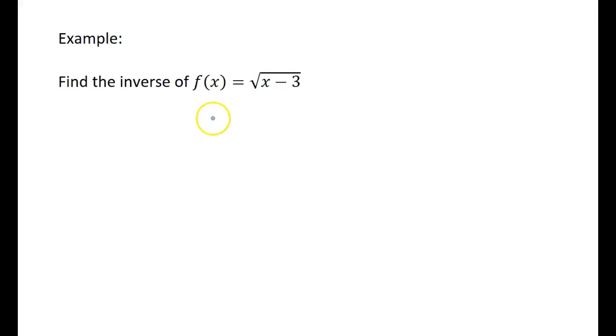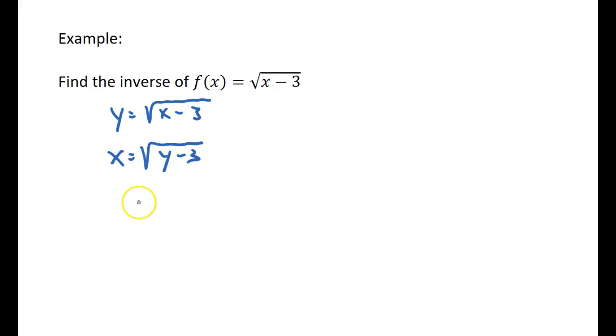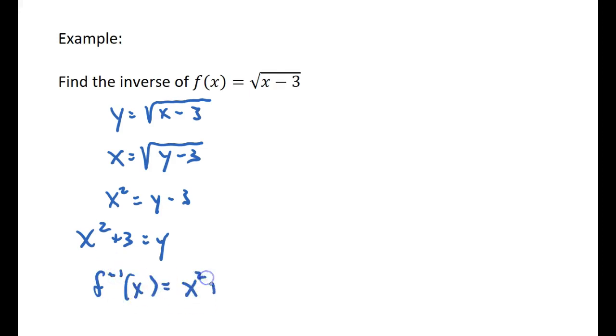So let's do it with this example. We have a function f that says take the square root of x minus 3. All right, so I'm going to say y equals the square root of x minus 3. That's step 1. Then step 2, I'm going to switch x and y. So x equals the square root of y minus 3. The next step, solve for y. I'm going to square both sides, solve for y, and our inverse function is x squared plus 3.